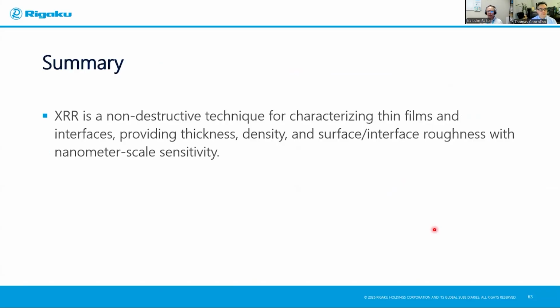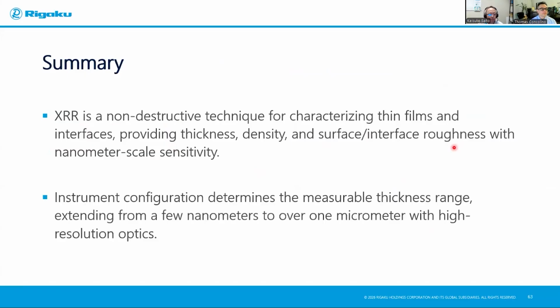Okay. All right, let me summarize my talk for the XRR part. As we learned, XRR is a non-destructive technique for characterizing thin films and interfaces, providing thickness, density, and surface and interface roughness with nanometer-scale sensitivity. Instrument configuration determines the measurable thickness range, extending from a few nanometers to over 1 micrometer with a high-resolution setup. Thank you for your attention.